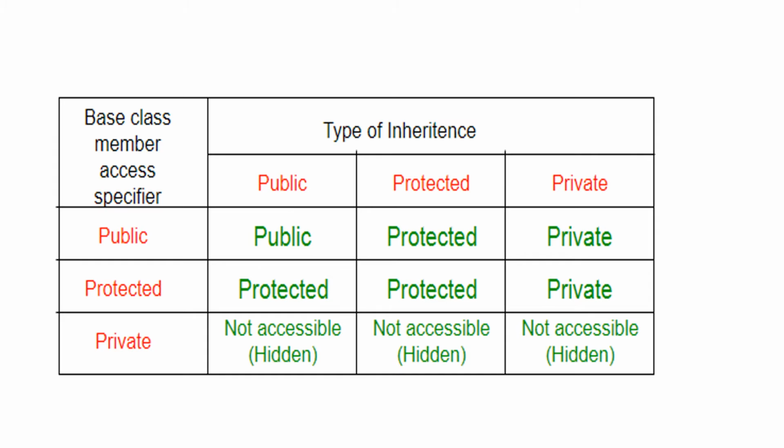Now with the help of this table, you will clearly understand how we can inherit the data members and member functions from the base class to the derived class. On the left hand side we have the base class member access specifier, meaning if that base class member is declared as public, protected or private, then what will be the effect?